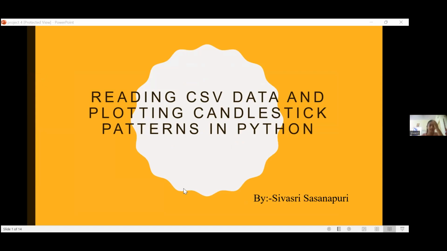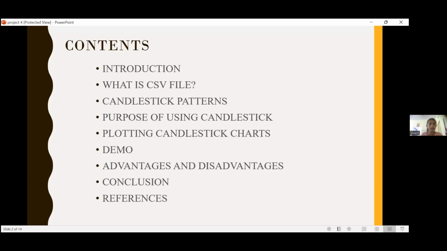Good evening, ma'am. My project is reading CSV data and plotting candlestick patterns in Python. These are my contents: introduction, what is a CSV file, candlestick patterns, purpose of using candlestick patterns, plotting candlestick patterns, followed by demo, advantages and disadvantages, conclusion, and references.